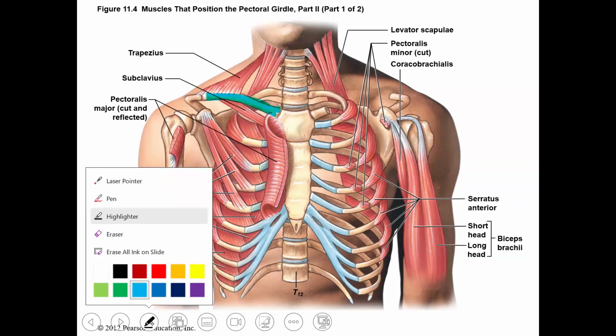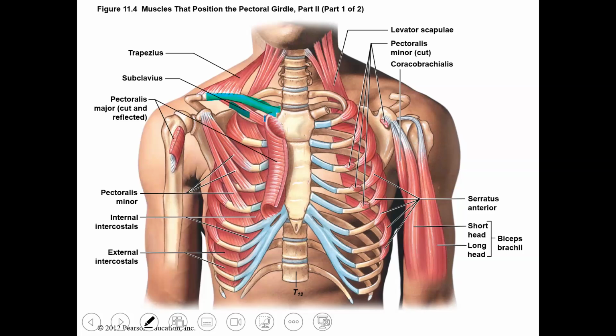Clavicle. And so subclavius muscle is going to be under the clavicle. Great, right? And what else do we see? We see levator scapula, so that's going to attach to the scapula there on the back, and elevate the scapula. And then we see internal intercostals and external intercostals here. Inter is in between. Costal means rib. So these are just the muscles in between the ribs.